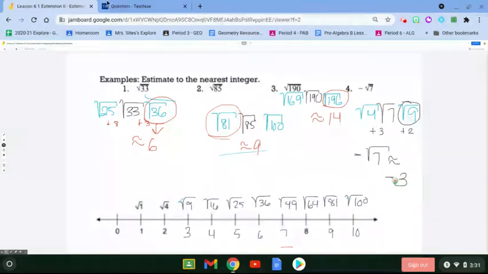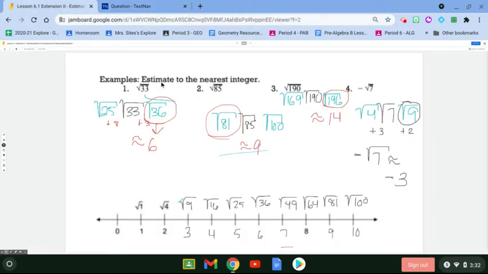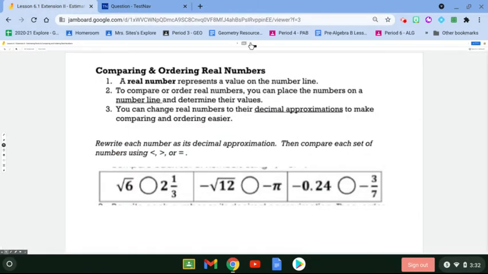And again, let's test it out to make sure we're good. If we type this in, let's see, we'll actually make sure we type our negative signs. The negative root of 7 would be approximately equal to negative 2.64 something. So again, we're kind of in the between, but again, we're leaning more towards negative 3 than we are towards negative 2. So negative 3 seems like a reasonable estimate. All right, so that was the first part of your lesson.